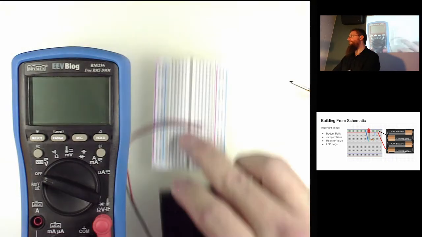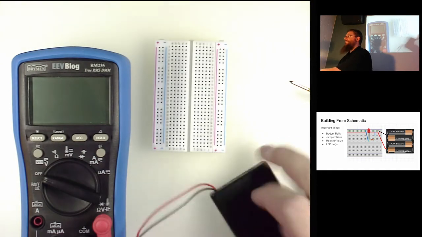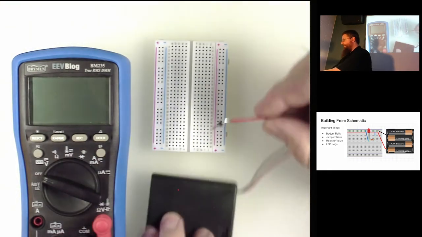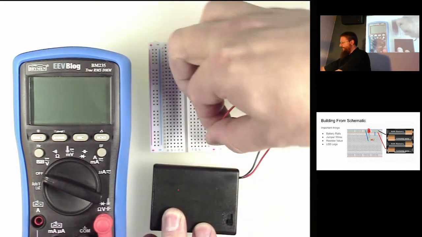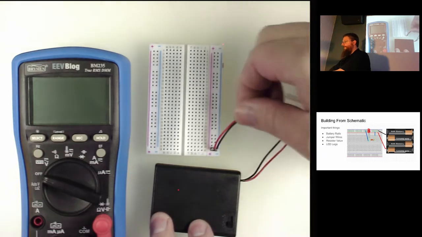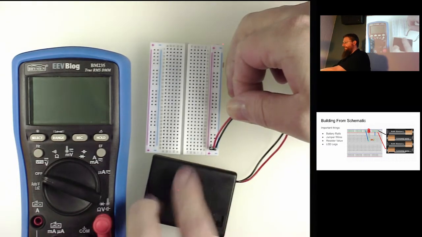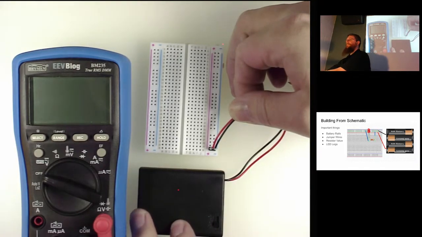So I start with the battery, and I take the red and black wires. My hand is in the way. So if you look closely here, you should be able to see that the red wire is connected to the rail on the red side, and the black wire is connected to the rail on the blue side.